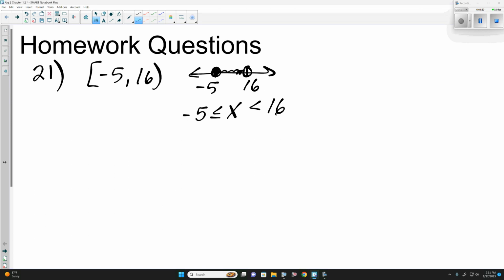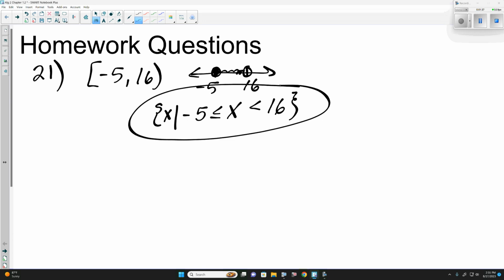Now we need to write it as set builder notation. Brace, x, bar, brace. And that's it. So really, you just need to get it in inequality form, and then we put the rest of it with it. Any other questions on the homework?